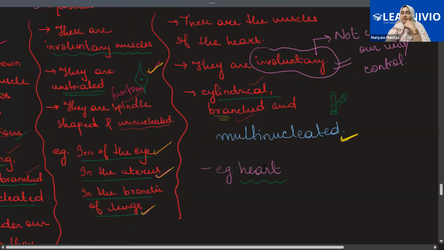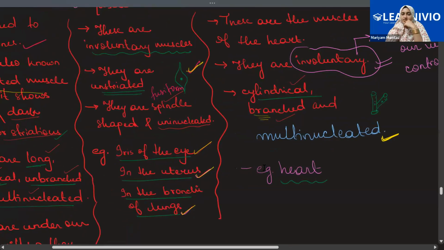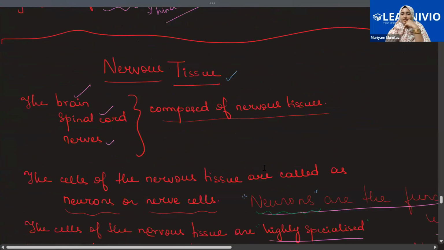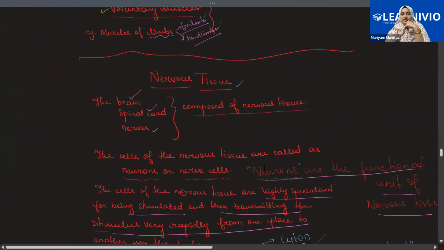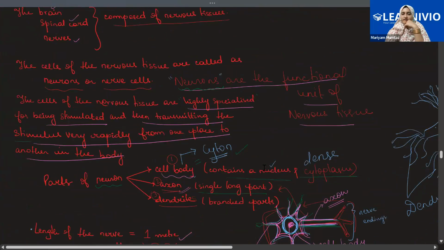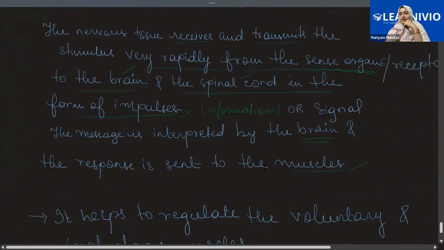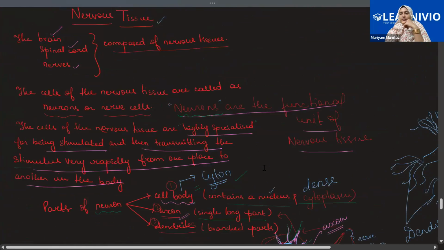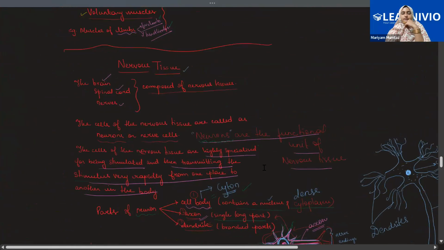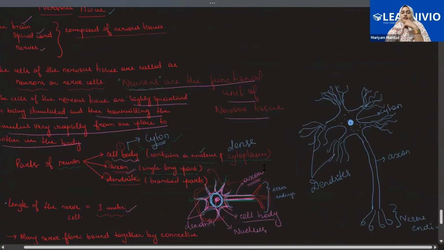Okay, so with this, we have completed the muscles. Now we'll move on to the next and the last type of tissues that are there in our body, which is the nervous tissue. Once we are done with this, the chapter will be completed. Now see this. Nervous tissue.